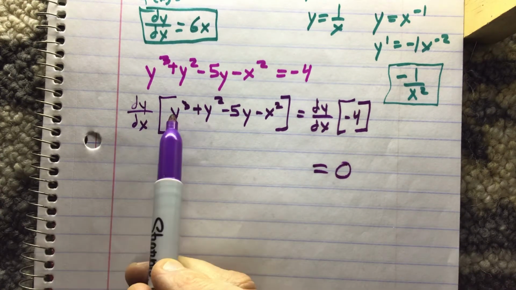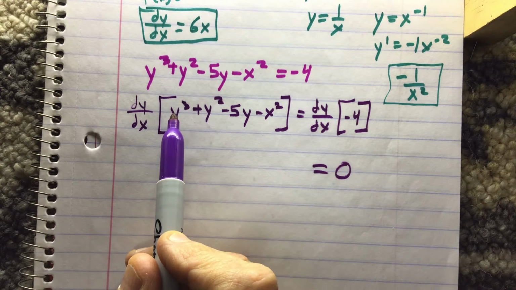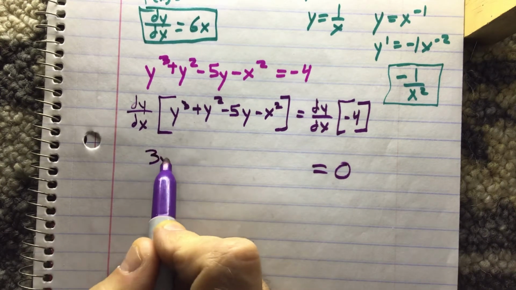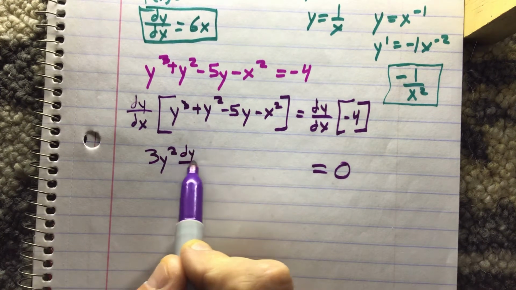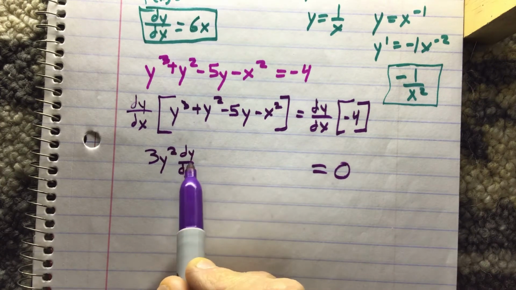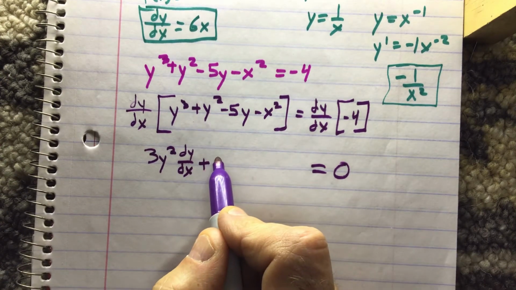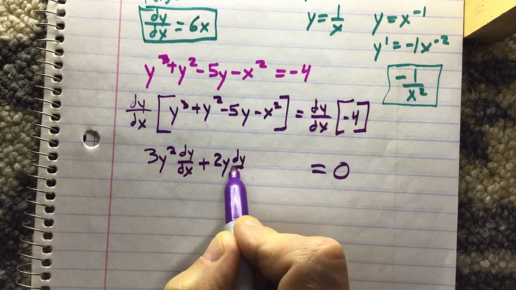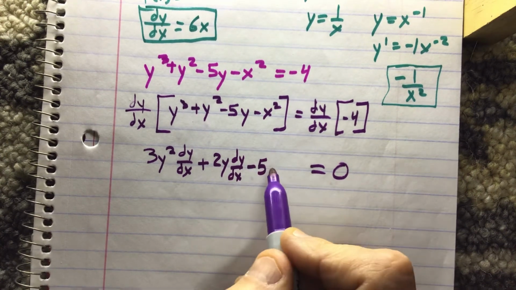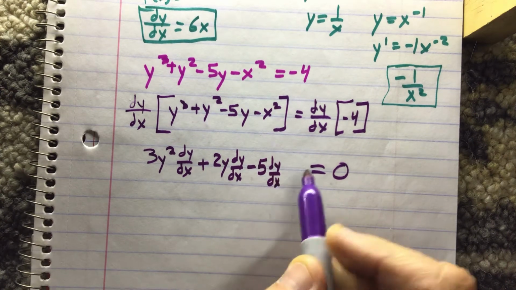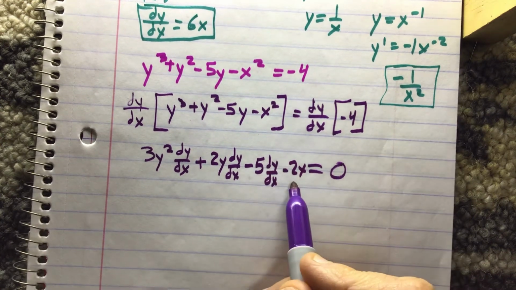And here you're going to take the derivative of each one of these terms individually. So here's where the chain rule comes in. The derivative of y cubed is 3y squared, but then we have to take the derivative of y with respect to x, so we say dy/dx. You could also say y prime here, but we'll call it this for now. Plus the derivative of y squared is 2y dy/dx, because you also have to do the chain rule, the derivative of y, and then minus 5 dy/dx again, minus 2x, because the derivative of negative x squared is just negative 2x.